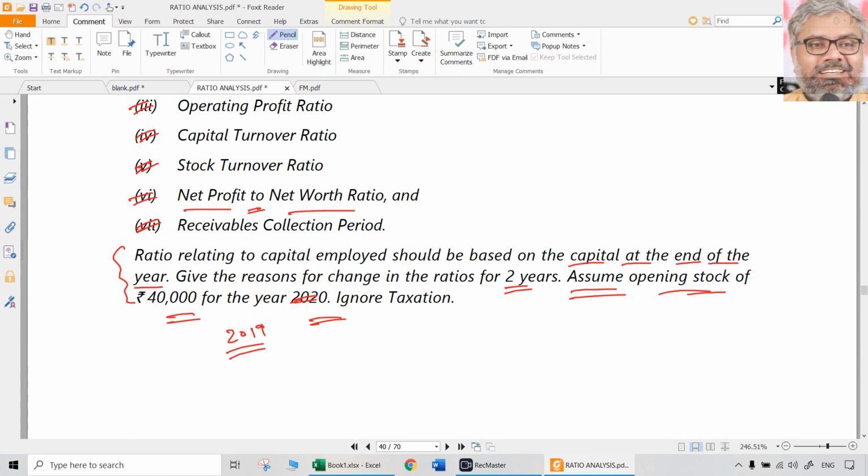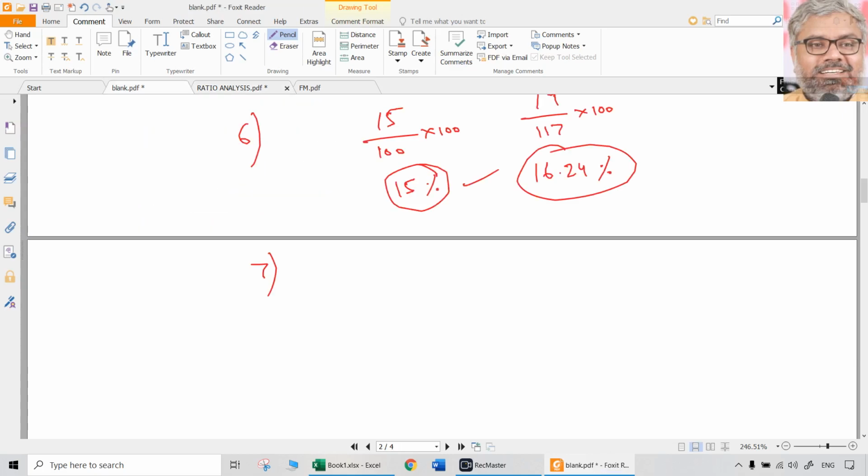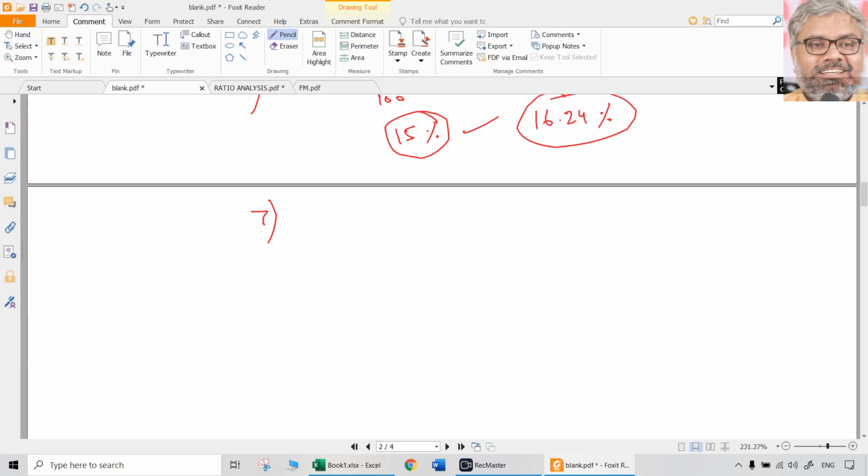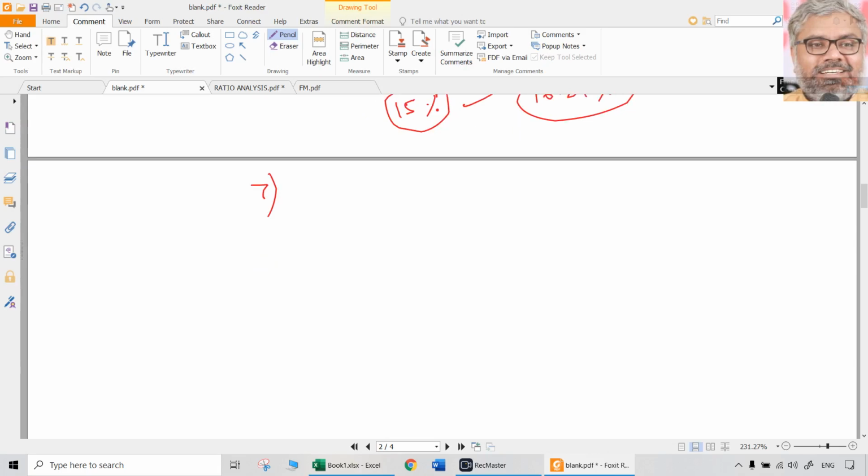receivables collection period. So this is asked directly as receivables collection period, but I prefer and I suggest that you do it in 2 steps, not in 1 step. First, let us find out the debtors turnover ratio. Then we'll find out the receivables collection period by taking 360 or 365 divided by the debtors turnover ratio. So the 2-step way is better, so that accuracy is not missed by anybody.